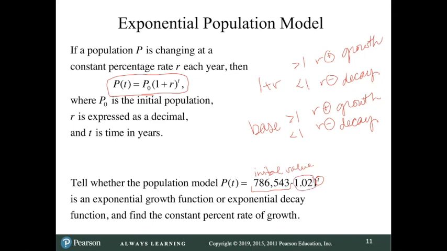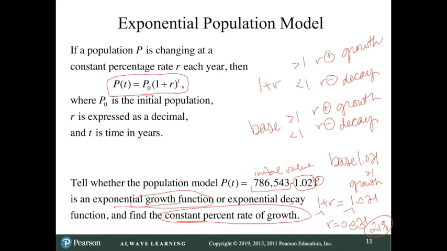The base is 1.021, which is bigger than 1, so we expect that to be a growth. But what percentage has this grown by? Well, we also know that 1 plus r is the base. So 1.021, subtract 1 from both sides, then our rate is 0.021, which is 2.1%. So we've just said that this equation represents a growth of 2.1% because the base was bigger than 1.